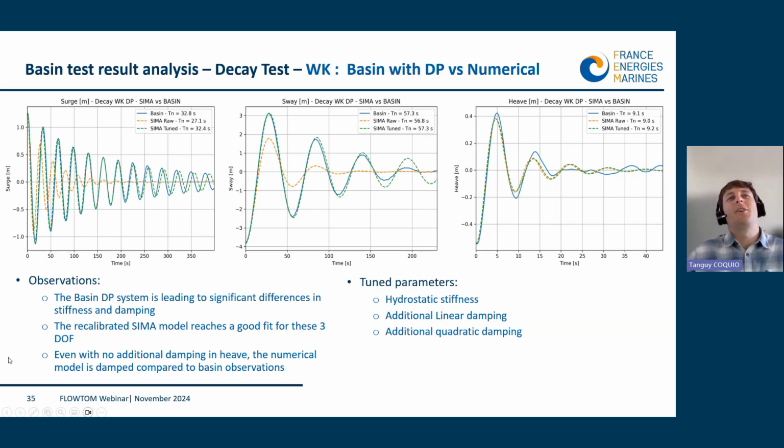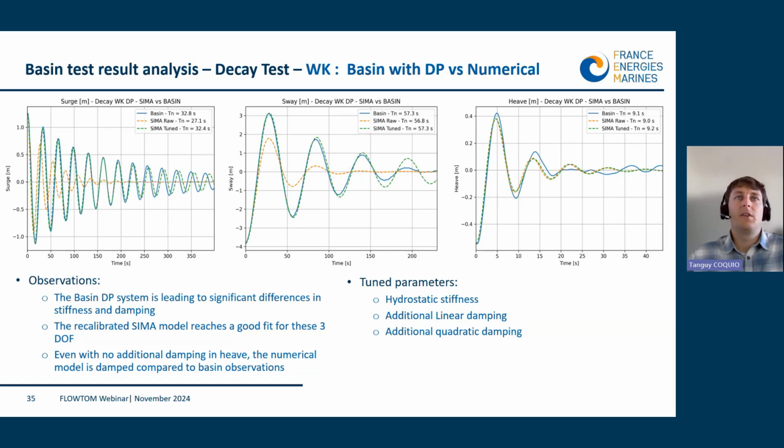In this slide, we will look at the basin versus numerical now. So when I compare the basin versus numerical, it's always the basin where there is the dynamic positioning or the station keeping with the mooring. So this is the case here. In regular line, you have the basin result, and in dashed line, you have the numerical result. It can be raw when the numerical model is untouched and dedicated to the basin, or tuned when it's tuned to represent in the best way possible what's happening in the basin.